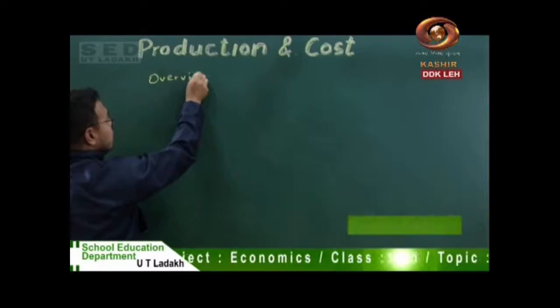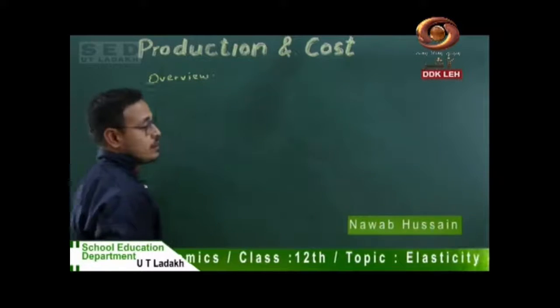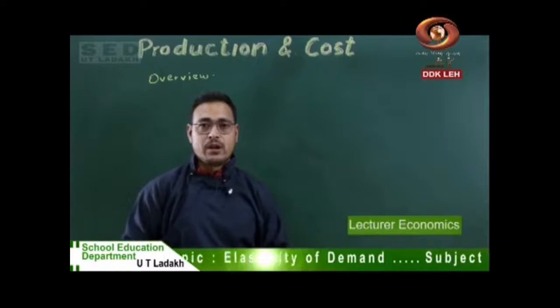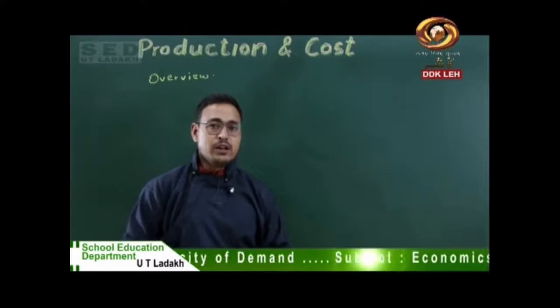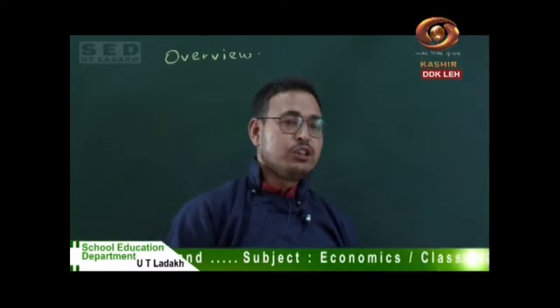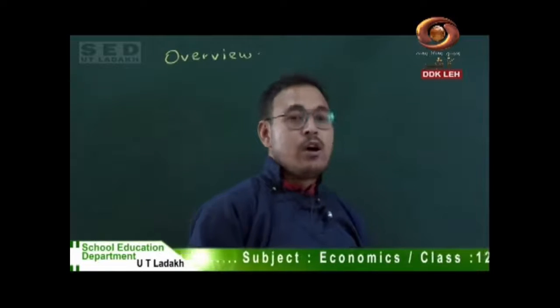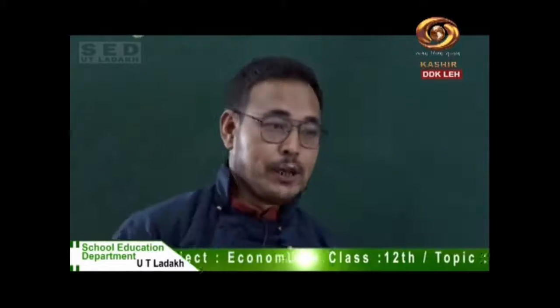So as an overview, I am giving you an overview of the chapter. In the earlier chapter we studied about consumer behavior. Under consumer behavior we had an objective. The objective was simply to maximize utility given your budget constraint. That is, utility maximization is the objective of a consumer. Now what will be the objective of a producer? That is what we will be studying.